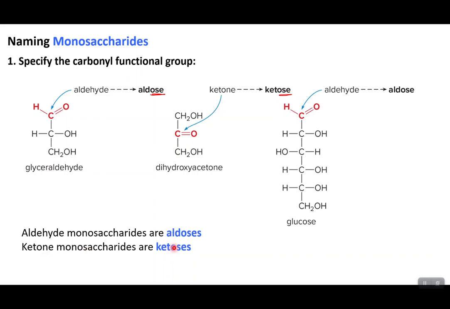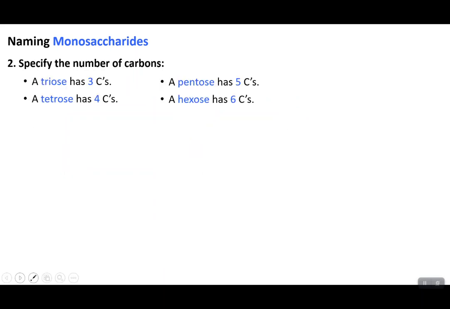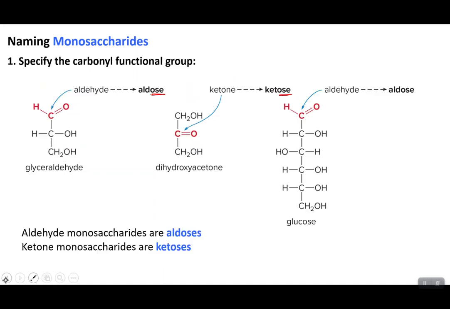So the first step is just identify your functional group. The next step is to specify the number of carbons. So as you saw in the previous slide, you can have two carbohydrates that both contain aldehydes, but they contain different numbers of carbons. So it's important to be able to distinguish between the two.